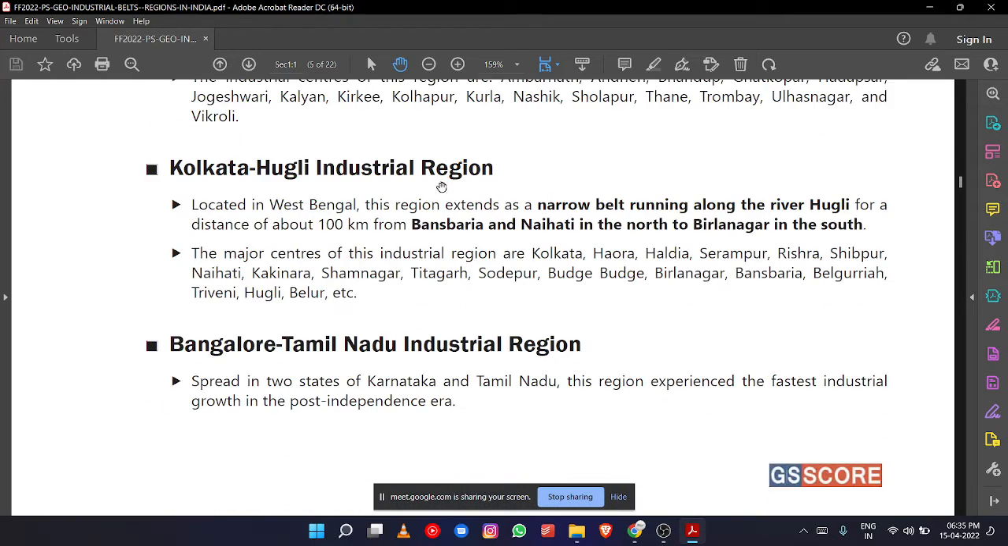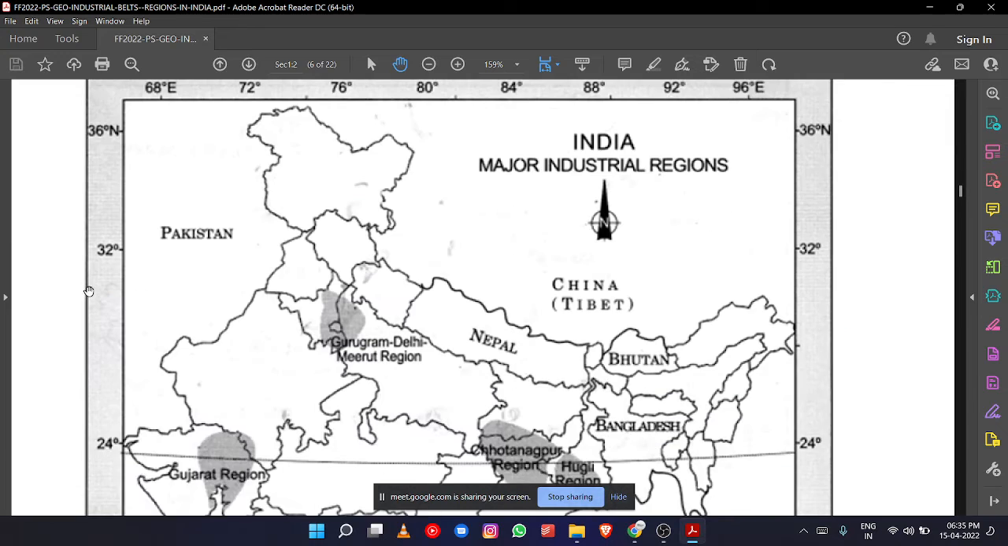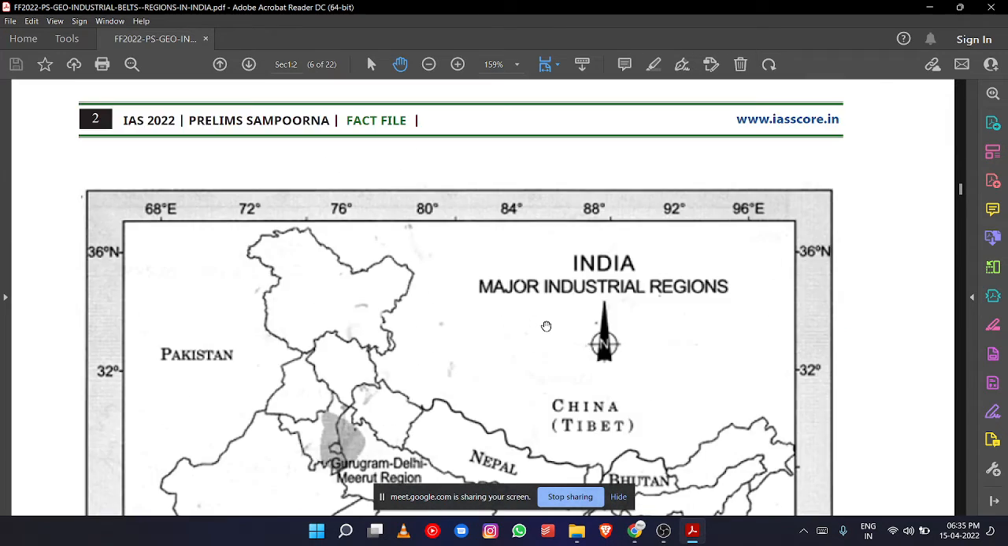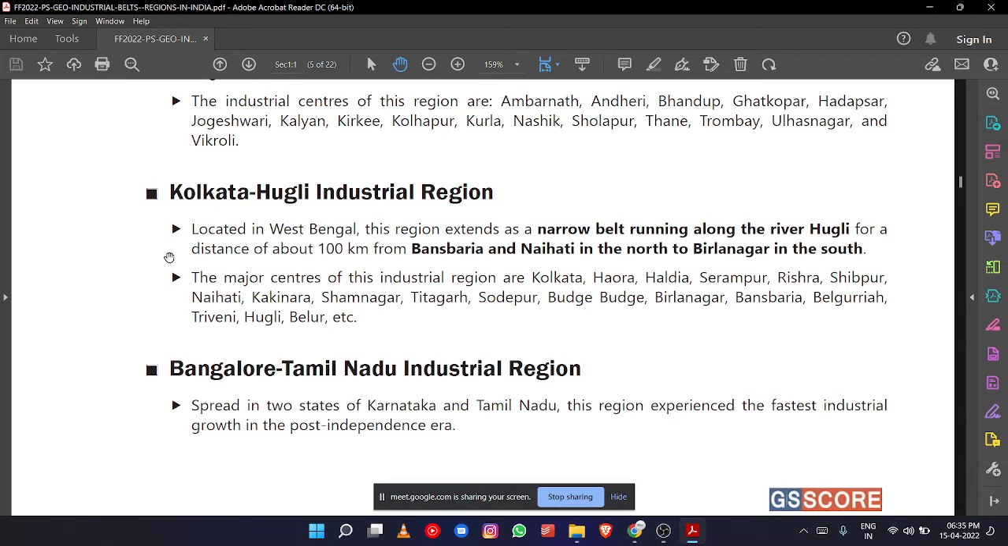Next comes the Kolkata-Hooghly industrial region, located in West Bengal. This region extends along a narrow belt running along the river Hooghly, for a distance of about 100 kilometers, from Bansberia and Naihati in the north to Birnagar in the south. You can see this is the area, the Hooghly region. The major industrial centers include Kolkata, Howrah, Haldia, Serampore and Rishra.